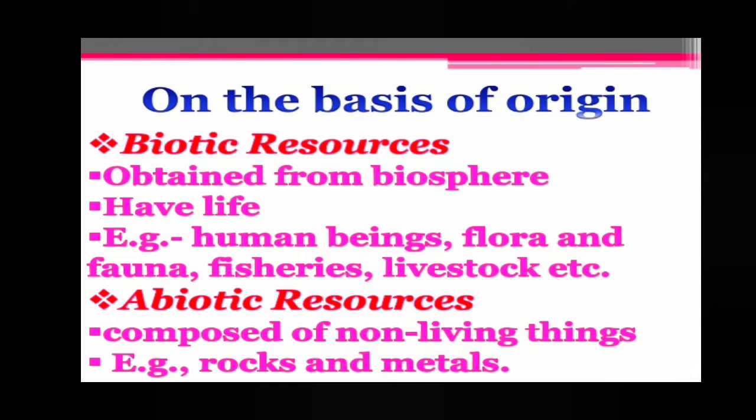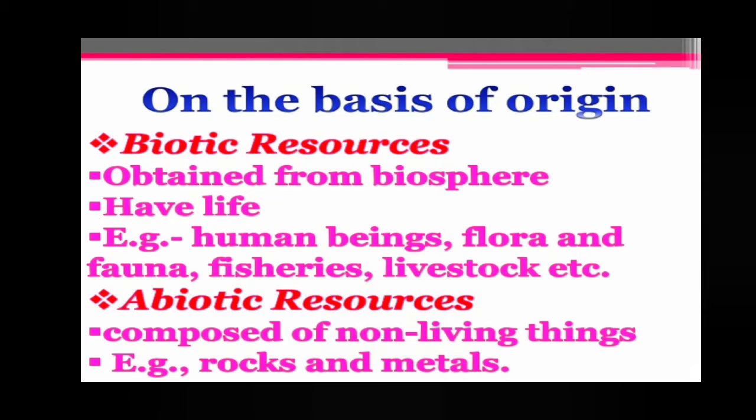Now come to the next. On the basis of origin, origin means from which place it originated. Place means sphere. Which sphere? It is the biosphere or the other three spheres. So if any resource is coming from the biosphere, that means it has life, and it is known by which name? Biotic resources. Bio means life. For example, human beings, flora and fauna, fisheries, livestock, all have life.